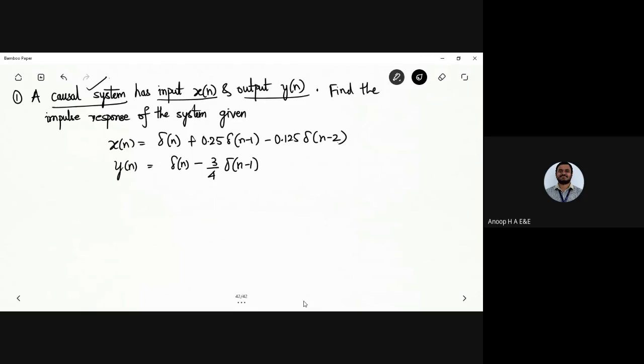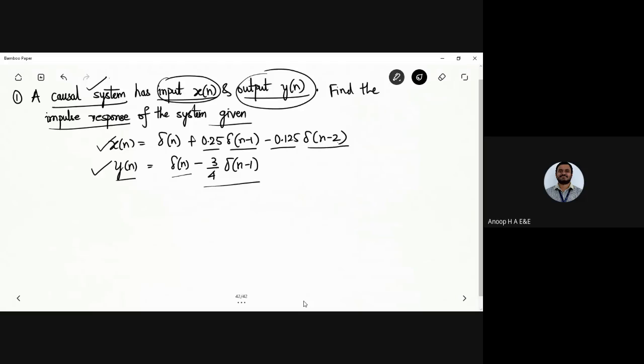Okay, a system for n greater than or equal to 0 can be considered as a causal system, with an input, say x of n, and an output y of n. Find the impulse response of the system given x of n equals delta of n plus 0.25 delta of n minus 1 minus 0.125 delta of n minus 2, and the output of the system y of n equal to delta of n minus 3 by 4 delta of n minus 1.